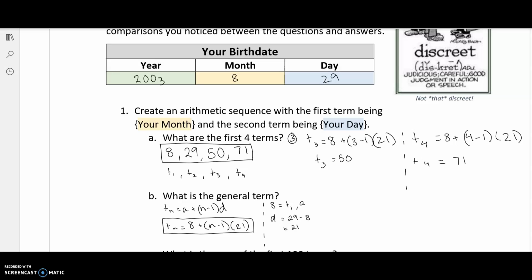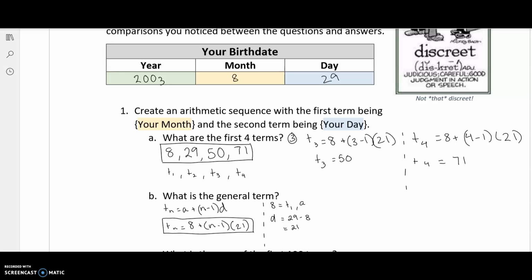So the first question asked me to create an arithmetic sequence with the first term being my month, which is the 8th, and my second term being my day, which is the 29th. So those are my first two terms, 8 and 29, and I'm going to find T3 by substituting in 3 for n into the general term equation, modified for this example, and I'm going to get T of 3 equals 50, which means that my third term is going to be 50, and I'm going to do the same thing for T of 4.